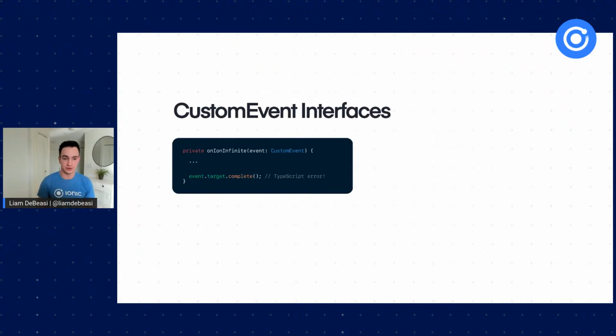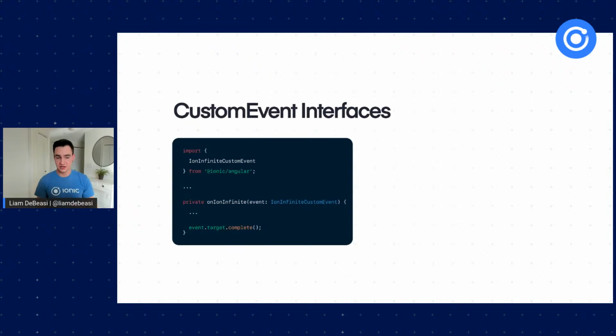The problem is that it's a type CustomEvent. So TypeScript doesn't know that your event target is an infinite scroll component. And as a result, it doesn't know that the complete method is supposed to be there. And so what you get is a TypeScript error. Now, people were working around it by typecasting the event target as any, but that definitely wasn't an ideal workaround.